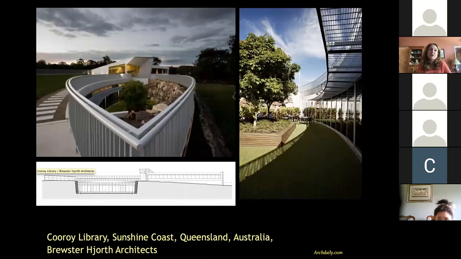Well, earth sheltering isn't only used for residential buildings. Here's an example of a library where earth sheltering is being used to cool the lower floors and the atriums. So there's a courtyard that's dug down into the earth, and then the rooms surround that courtyard.